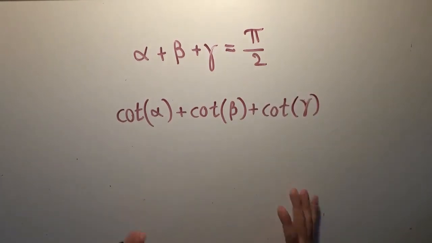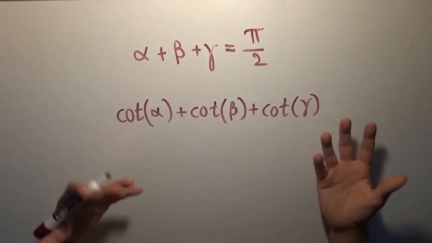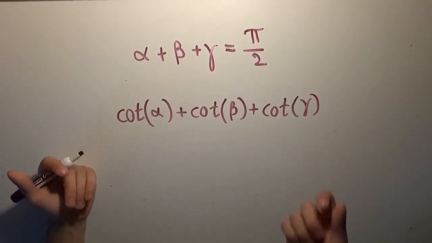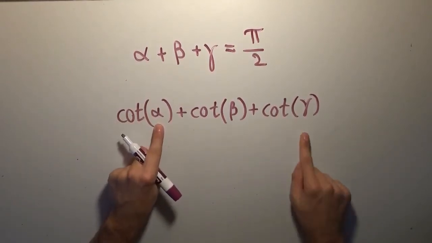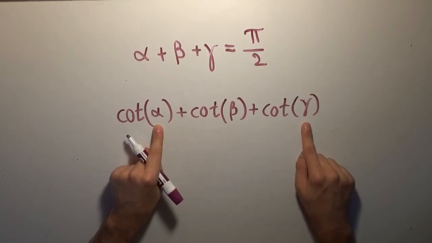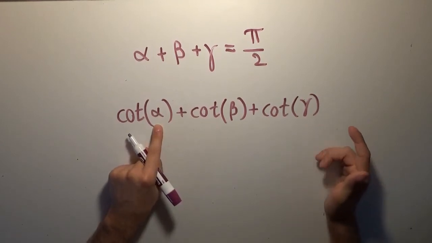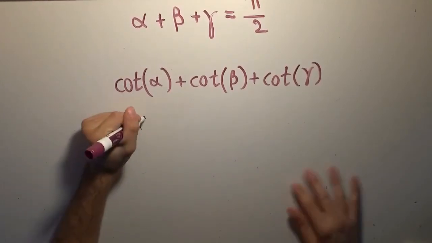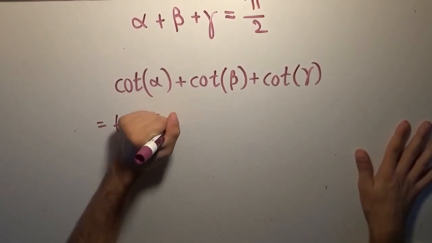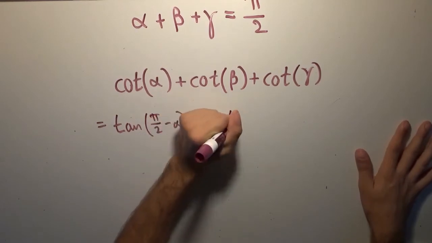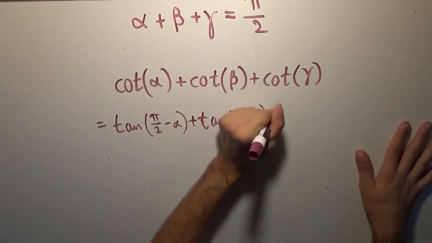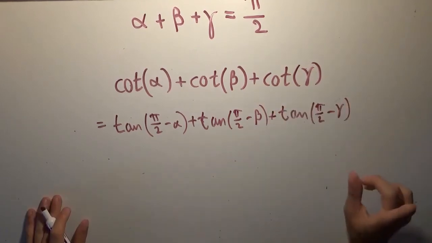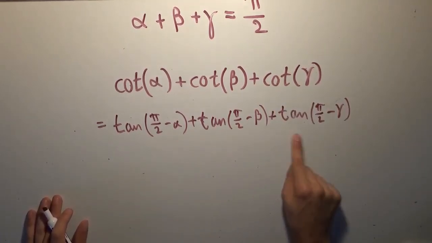But remember, cotangent and tangent are complementary functions, right? They're not just reciprocals of each other, they're also complementary, which means if I apply tangent to the complementary versions of these angles, I'll get the same number. And the complementary version is just pi over 2 minus each of these things. This is going to be equal to the tangent of pi over 2 minus alpha plus the tangent of pi over 2 minus beta plus the tangent of pi over 2 minus gamma. What is this plus this plus this?